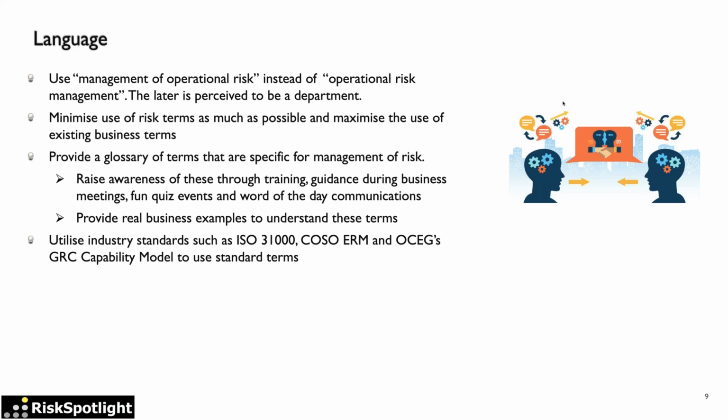You want to use what is being used in the industry, so that if there are individuals who come from another organization and join your organization, and they're familiar with those terms, they don't have to now learn a completely different language which is very specific to your organization. So I'm highlighting the three industry standards here: the ISO 31000, the COSO ERM, and OCEG's GRC capability model. If you Google for these, you will find those details. The OCEG GRC capability model is free, but you have to pay about 120 to 150 pounds for the ISO 31000 and COSO ERM standards, depending on where you're buying them from.